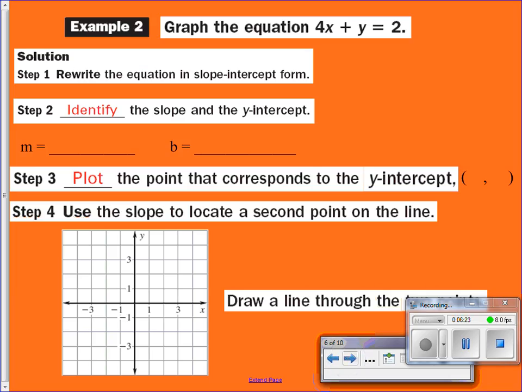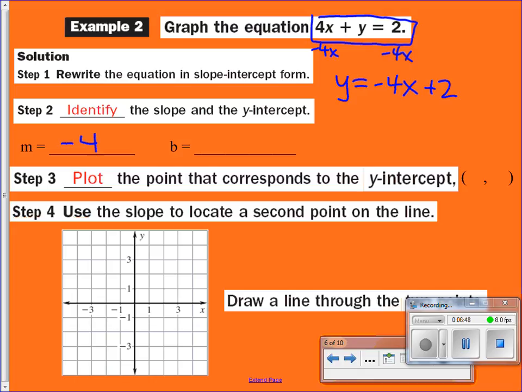Now, if we have to graph it, here's how we're going to do that. We're going to graph it by first identifying the slope and y-intercept, but to do that, we need this equation to be in slope-intercept form. So to do that, we'd subtract 4x from both sides, and y equals, I'm going to put the x term first, -4x plus 2. That means my m is -4, my b is 2.